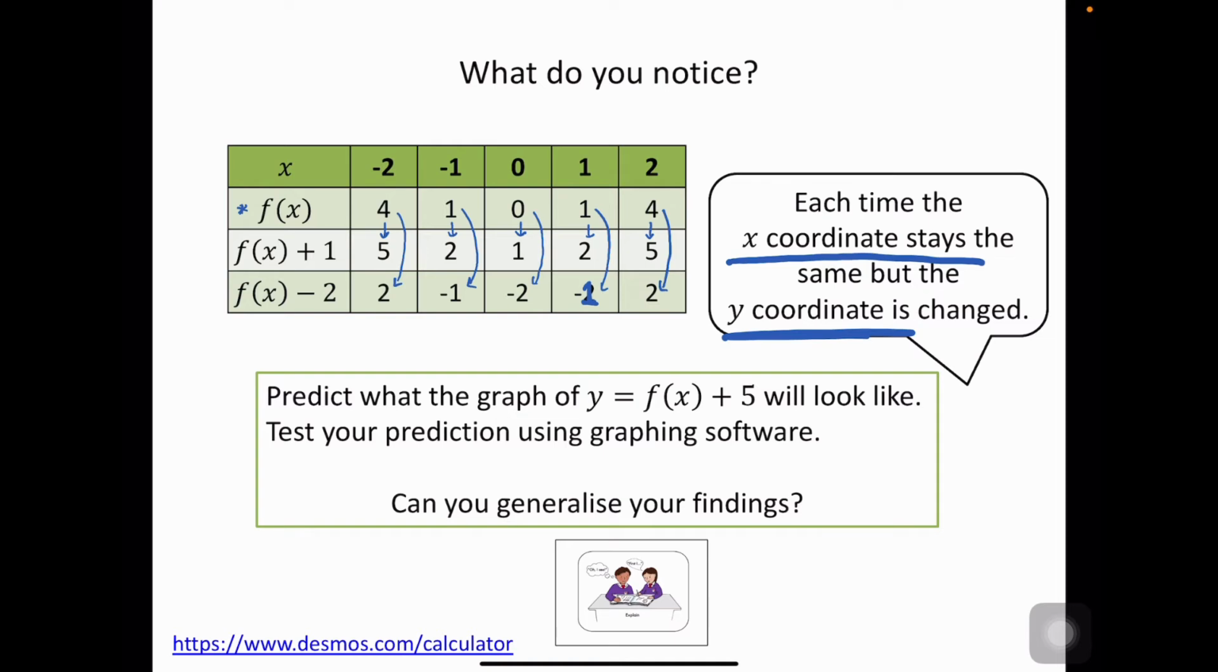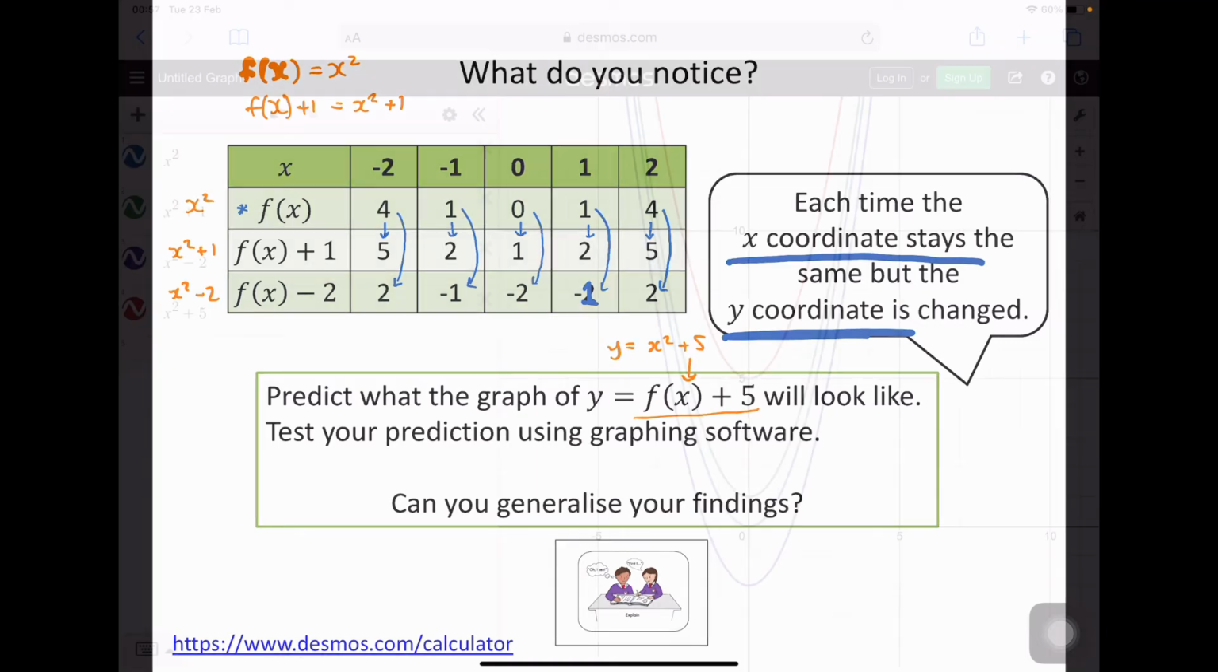So I'm going to plot these on Desmos. Before I do so, just write what each function is. So f of x is x squared, of course. f of x plus 1 is just simply x squared plus 1. f of x take away 2 is x squared take away 2. And this function here, well, I guess the whole thing is going to be y equals x squared plus 5. So now I'll plot these 4 functions on the same set of axes on Desmos.